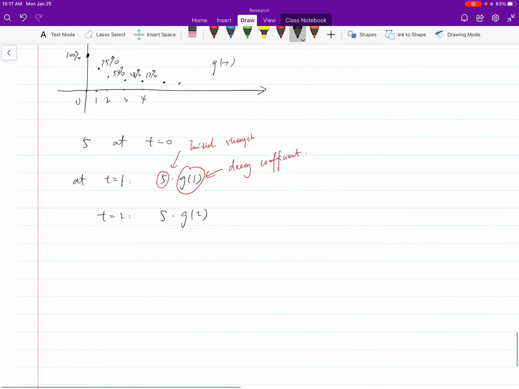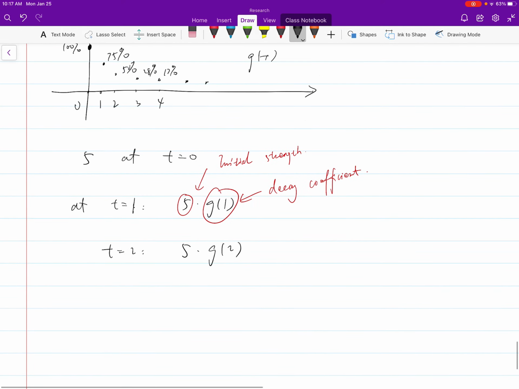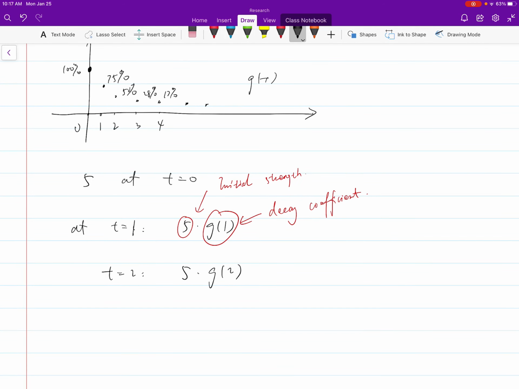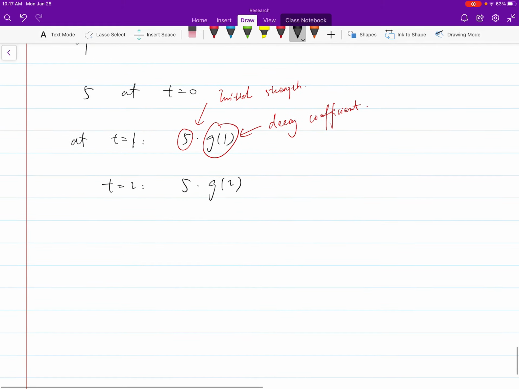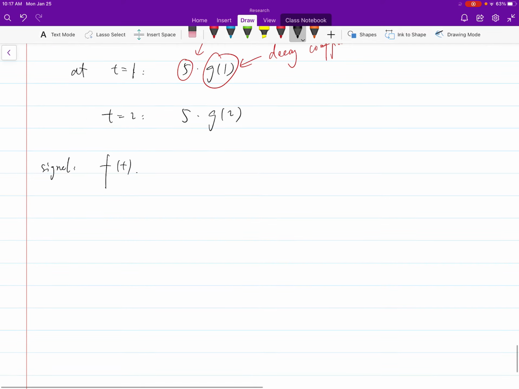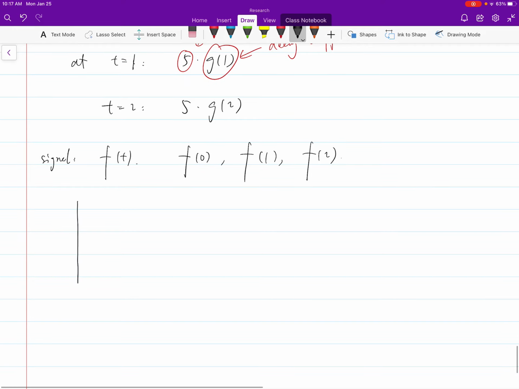All right. I think that's reasonable. As long as we know this g, given any signal, we know how much of the strength of the signal is left after a certain time, okay? Because g basically gives you everything of that by multiplication. Now assume we have a signal. This signal is described by f(t). So you plug in a t, you get all kinds of signal. The first signal happens at f(0), the second signal happens at f(1), the third signal happens at f(2), and they have different strength.